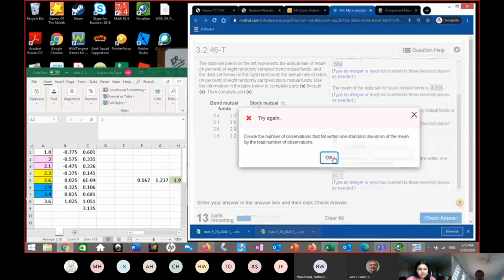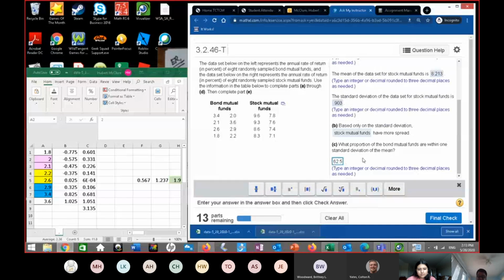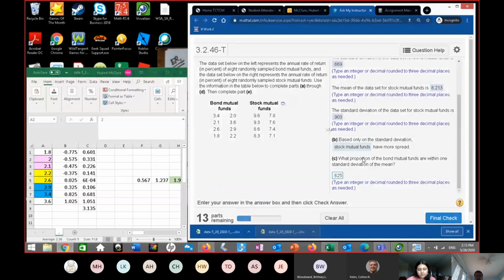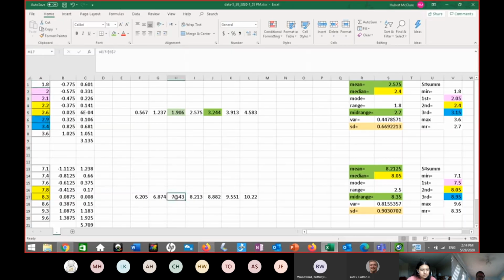Okay, I have no idea how to do it then, unless I'm rounding wrong. Oh, 3 decimal places. 0.625. There we go. What proportion of stocks are within one standard deviation? Okay, now I got to go down here and do the same thing. So take your curve right here, and this is one standard deviation.